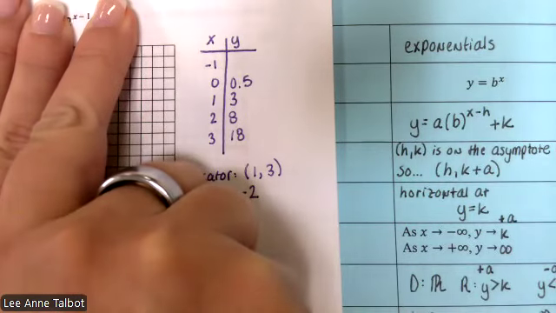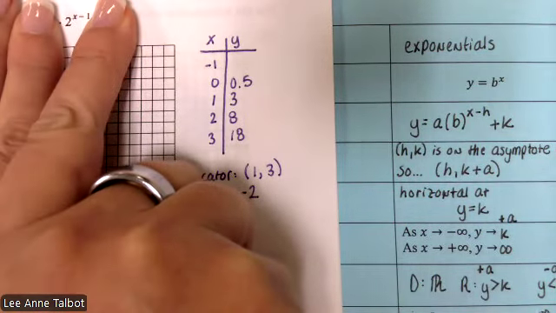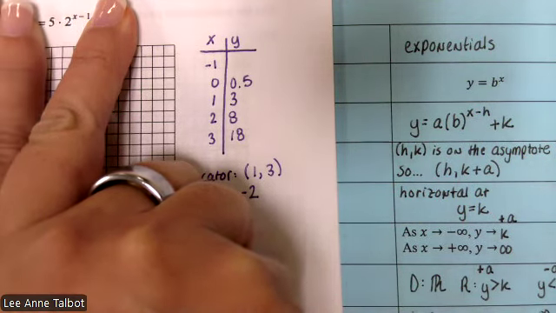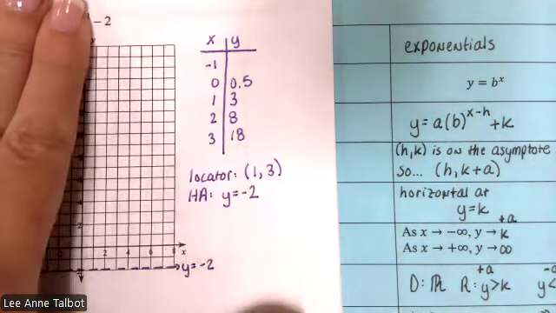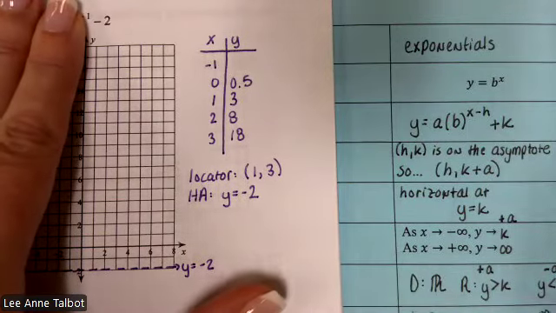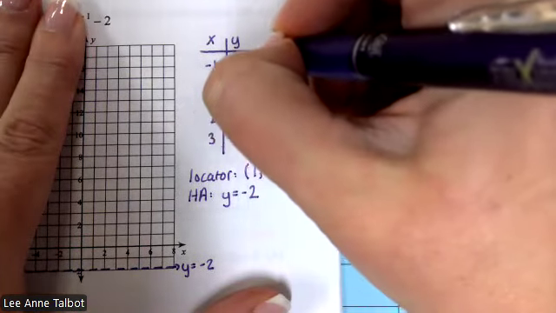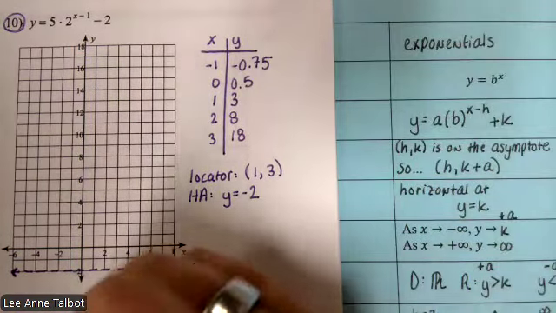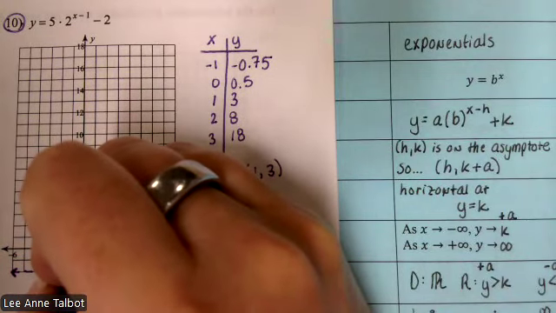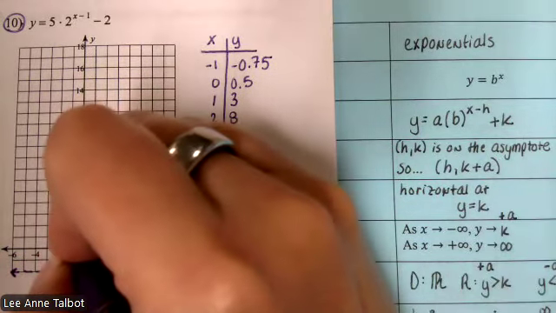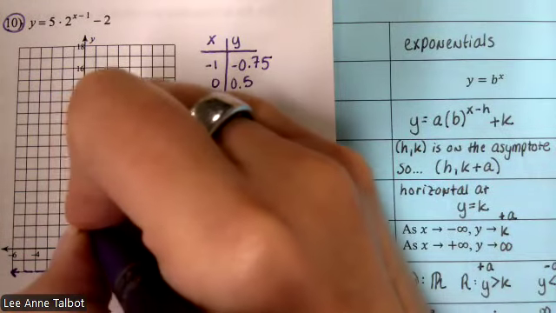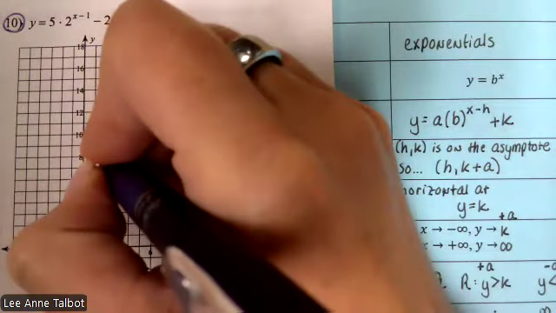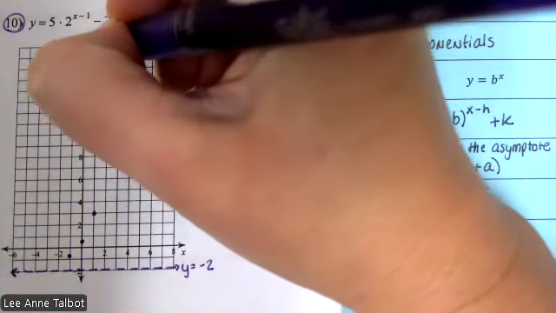-1 minus 1, -2. 2 to the -2 is 1/4. Okay. 5 times 1/4 in a decimal is 1.25. 1.25 minus 2. Nice. Look at you guys. Okay. So -1, -0.75, 0.5, 3, 2, 8, 3, 18.